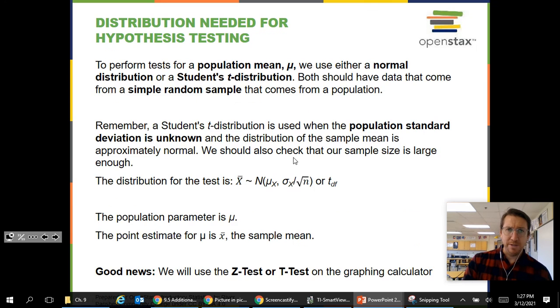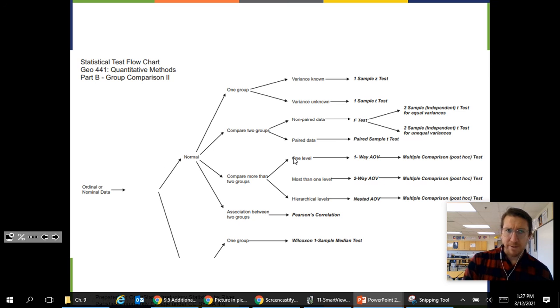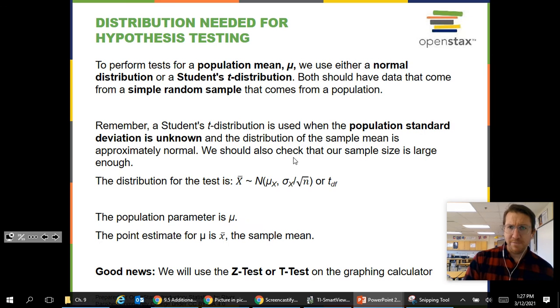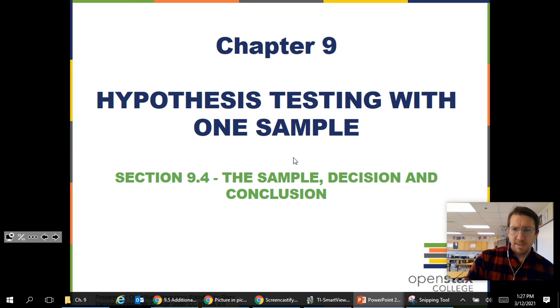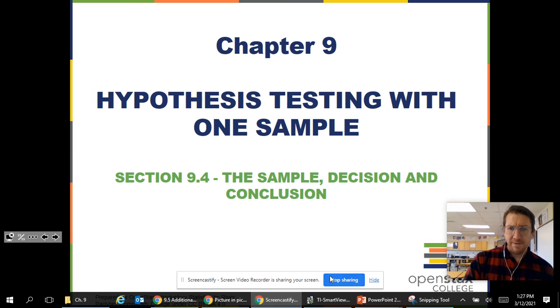So that's section 9.3, just talking about different types of tests and then talking about these formulas here. And I think I'll just pause this video and do the next video in a separate one.